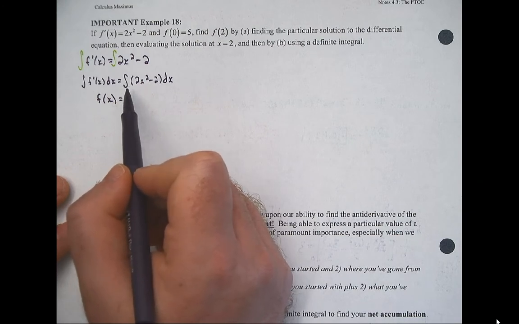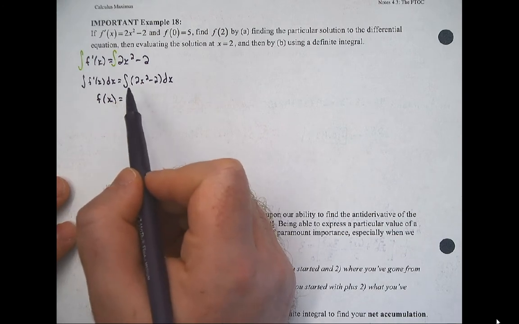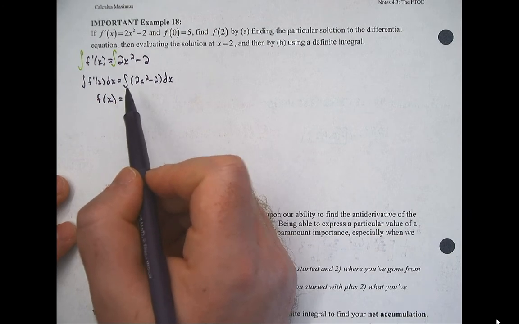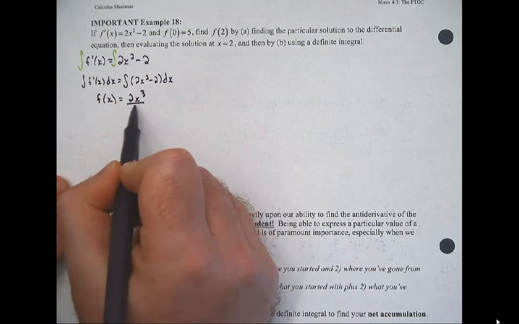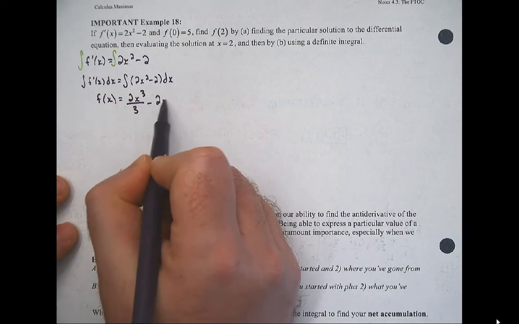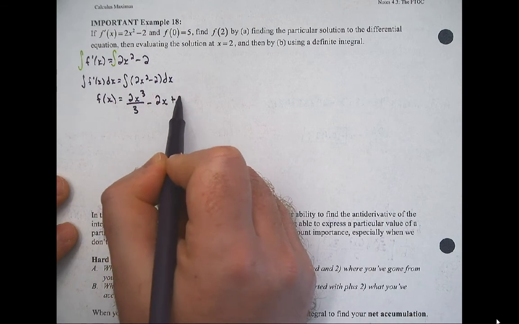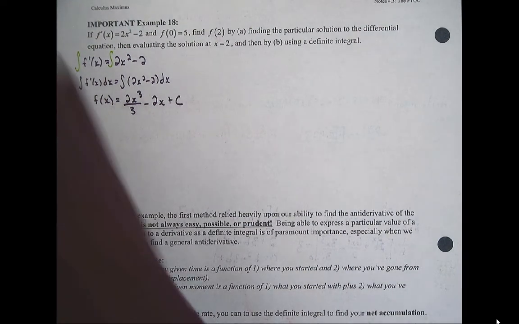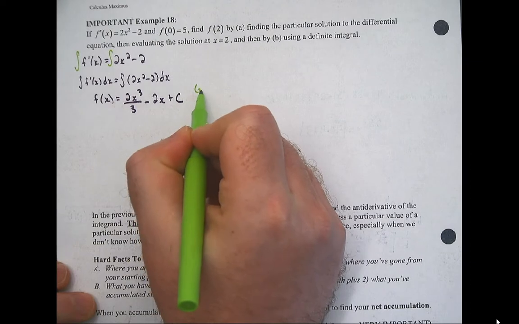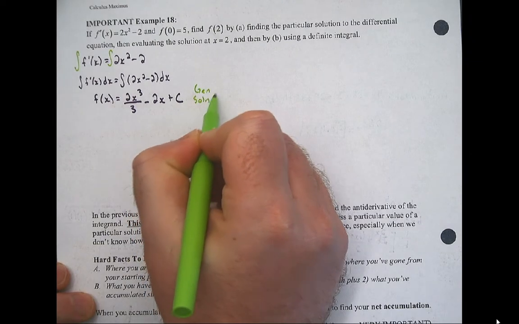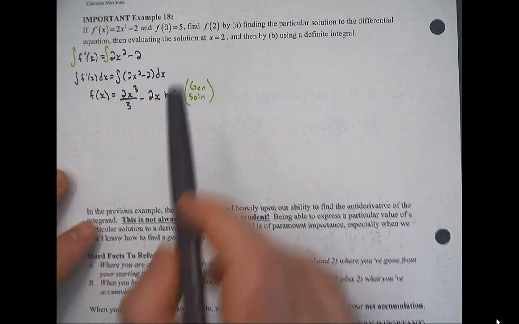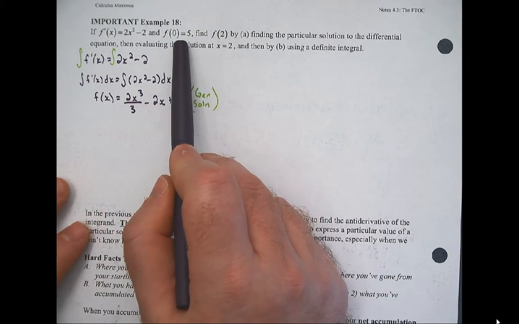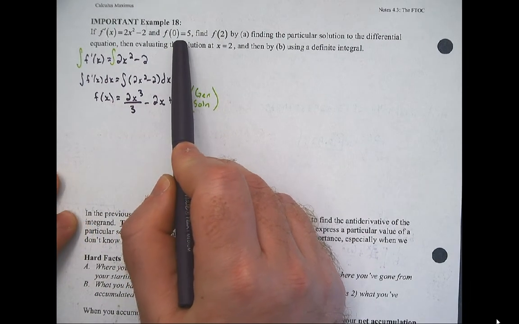So I'm going to give you a second to pause, see if you can evaluate this. Hint, indefinite integral. So you should have gotten 2x cubed over 3 minus 2x plus c. Now that's what we call a general solution if you think back to earlier in this chapter. This is a general solution because it's not defined for what c is. Now we're going to find a particular solution. Now we can find particular solutions only if they give us a hint. So they gave us a hint that f of 0 equals 5.